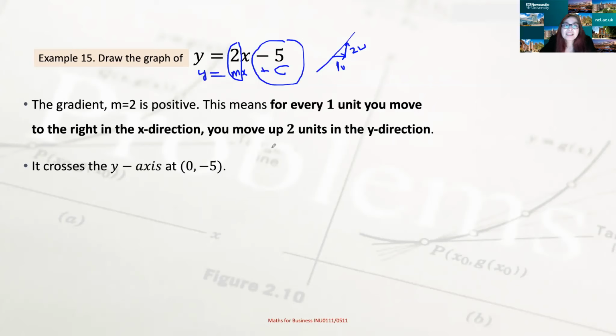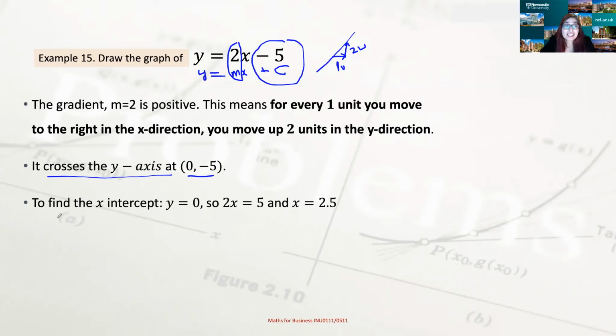Yes, you can. And c is equal to -5, that means it crosses the y-axis at (0, -5). You've got 2 clues now to draw. What is the third clue? You can find the x-intercept, that is the point where the line touches the x-axis, by simply putting y is equal to 0 and solving for x. You'll get 2x is equal to 5 and x is equal to 2.5. You've got your third point, wow.